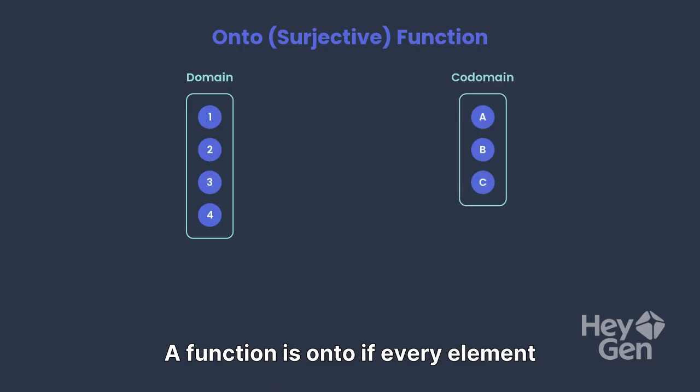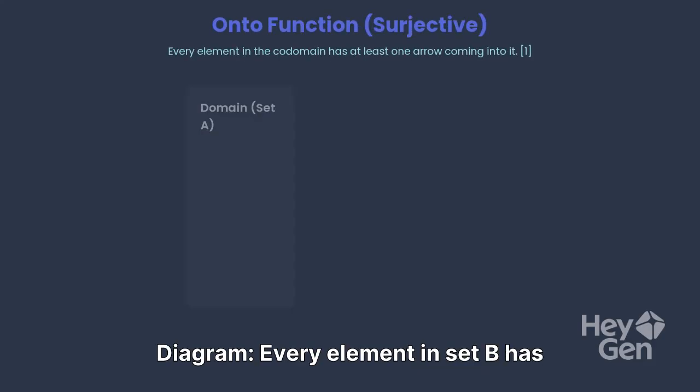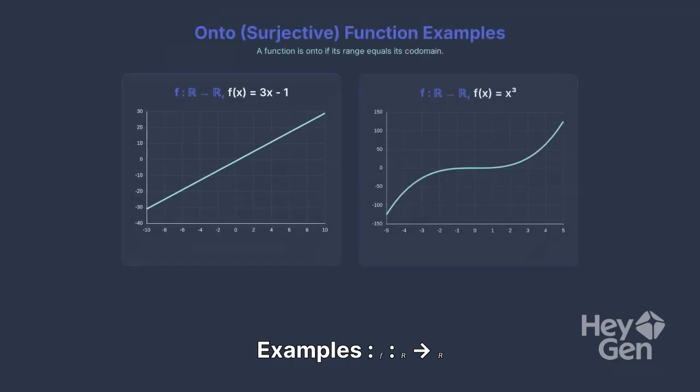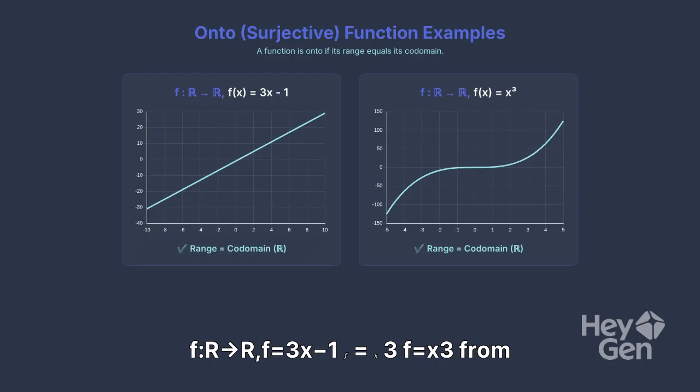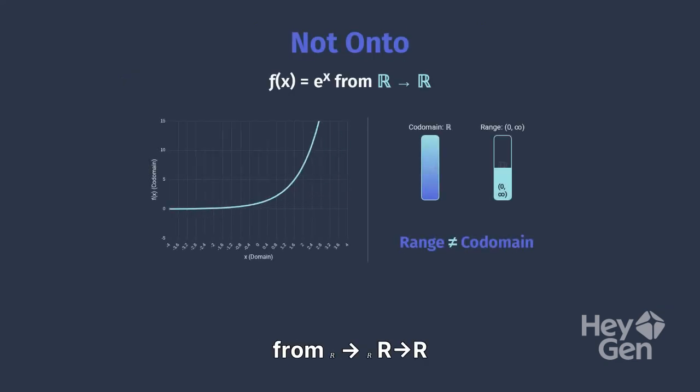A function is onto if every element in the codomain is hit by the function. Range equals codomain. Diagram: every element in set B has at least one arrow coming into it. Examples: f(x) = 3x + 1 from R to R, f(x) = x³ from R to R. Not onto: f(x) = eˣ from R to R.